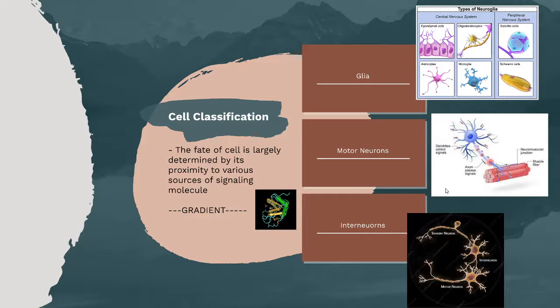Cells a little farther away from the sonic hedgehog become motor neurons. Motor neurons are cells that connect the brain to the muscles. Cells even farther away become interneurons. Interneurons connect sensory neurons to motor neurons. They basically transmit signals between neurons.